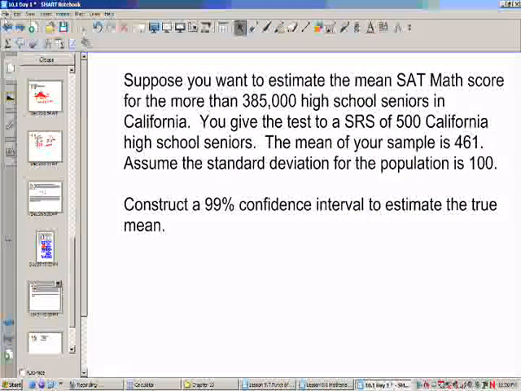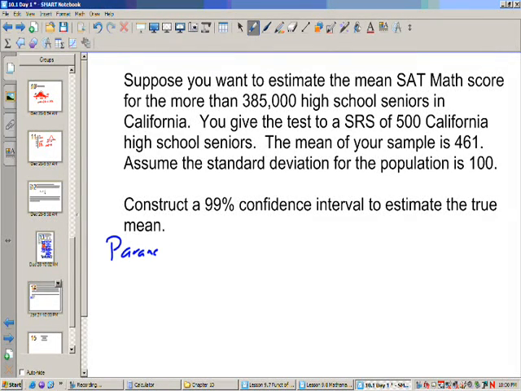All right, now you guys try one. Suppose you want to estimate the mean SAT score for more than 385,000 high school seniors from California. You give an SRS to 500 California high school seniors. The mean of the sample is 461. Assume that the standard deviation is 100. Now construct a 99% confidence interval. Well, we want to start with the parameter. We want to estimate the mean SAT score of California seniors.